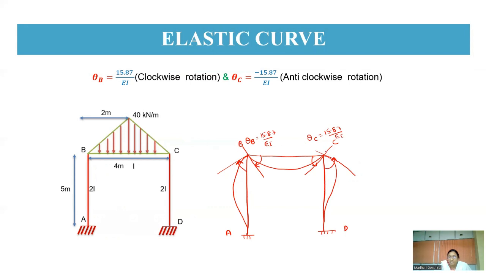So this is the C point and this is the B point. This is a clockwise rotation of theta B. This is an anti-clockwise rotation of theta C. This is how you're going to draw your elastic curve. Clear? For this frame.